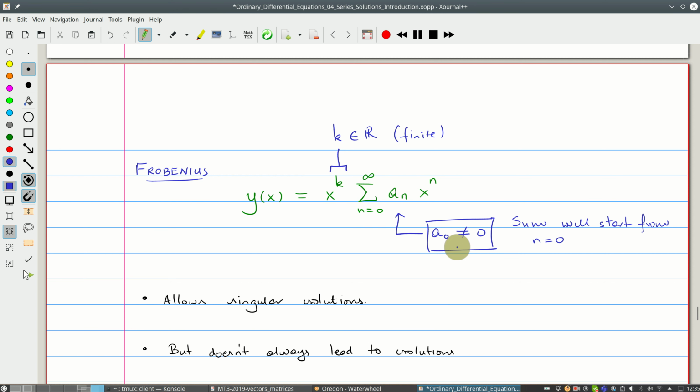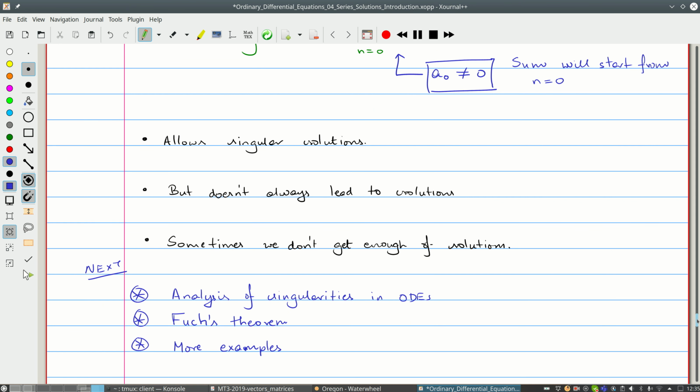We have enforced the rule that a naught is not 0. So the sum starts from n equal to 0. This term is always present. This allows singular solutions, but we will see it doesn't always lead to solutions, and sometimes we don't get enough solutions. This requires a proper analysis of the singularities in the ODEs, and something called Fuchs' theorem.